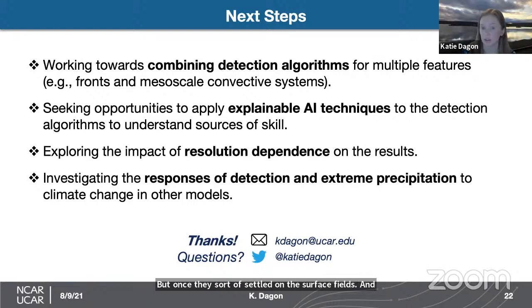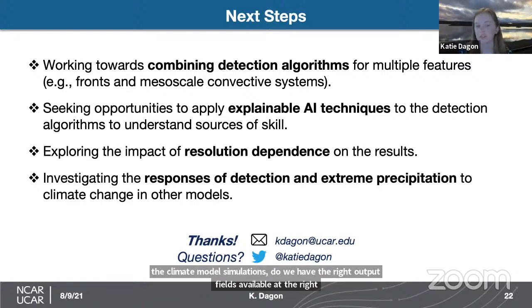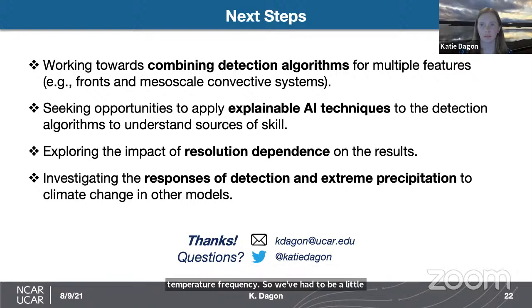and again, just what data was available, and that's a challenge we've had applying this to the climate model simulations. Do we have the right output fields available at the right temporal frequency? So we've had to be a little creative, especially with humidity, by swapping in some alternate fields, and also maybe using 6-hourly data instead of 3-hourly data. But it's a nice test of the skill of the algorithm that it's able to still detect fronts even when we have to make these substitutions.